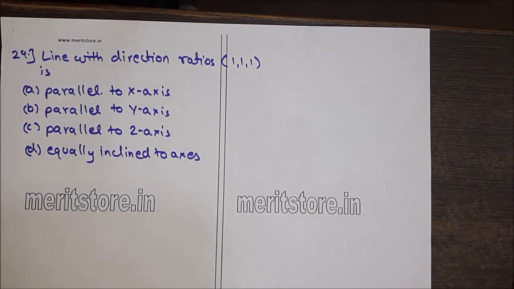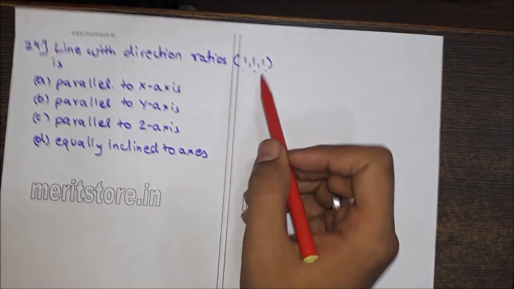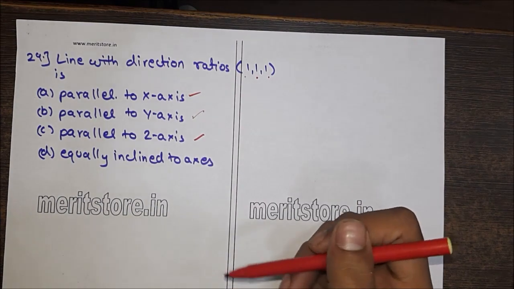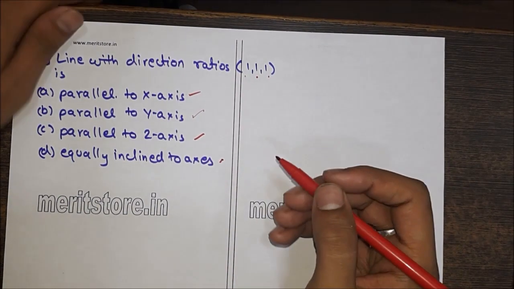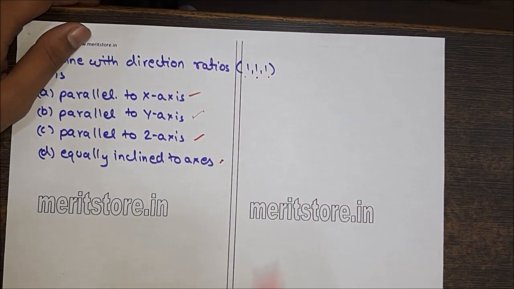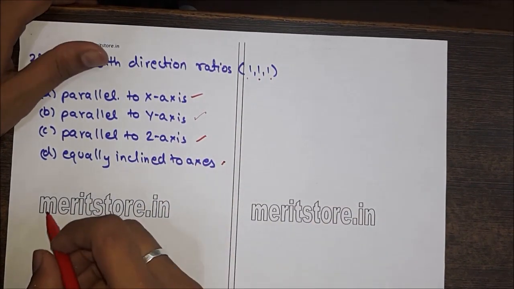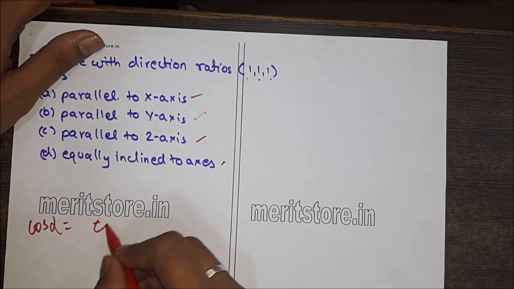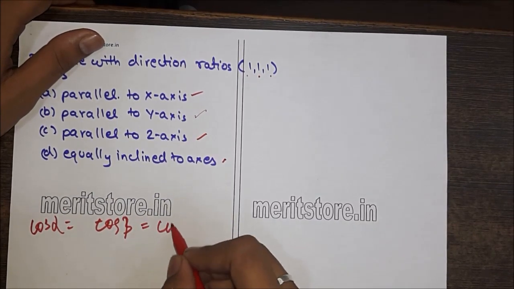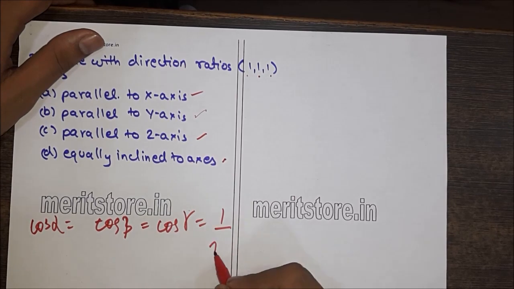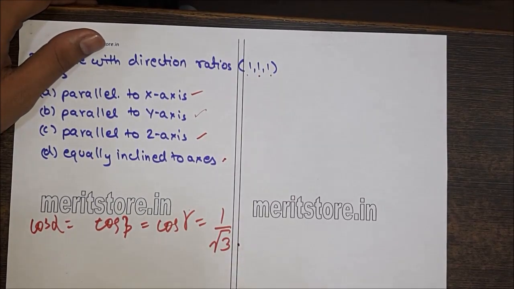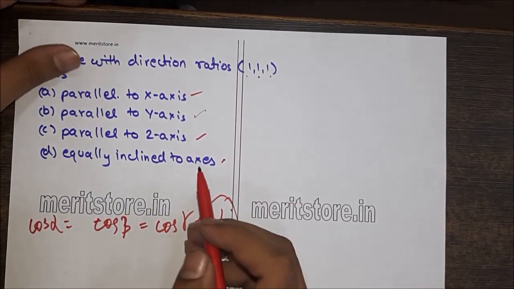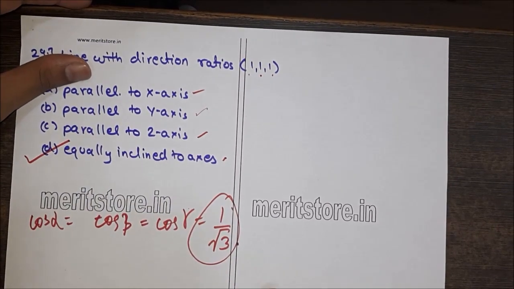Question number 29. A line with direction ratios 1, 1, 1 is parallel to the x-axis, parallel to the y-axis, parallel to the z-axis, or equally inclined to these axes. We get the direction ratios 1, 1, 1 when cos alpha is equal to cos beta, which is equal to cos gamma, which would be 1 by root 3. So, because of these values, the line with these direction ratios is equally inclined to the axes. So the correct answer is option D.